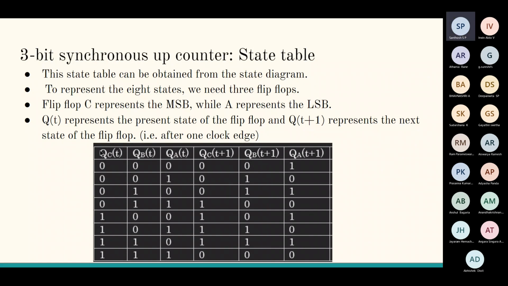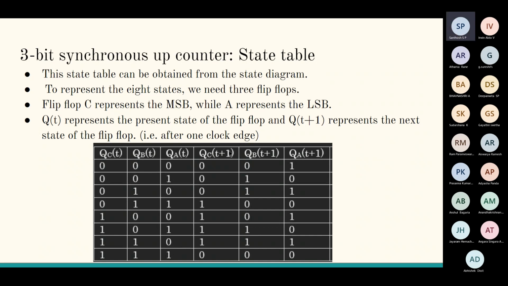Now we use three flip-flops. We just name these three flip-flops as C, B, and A. And we can see there are 6 columns in the state table. The first column, QC of T, represents the present state of the C flip-flop. The second column represents the present state of flip-flop B. The third column represents the present state of flip-flop A.